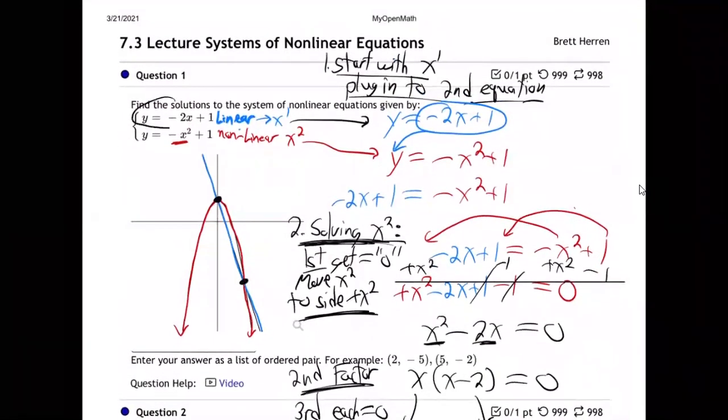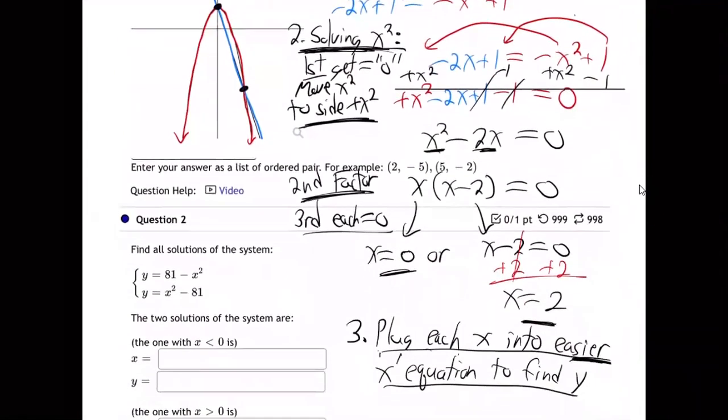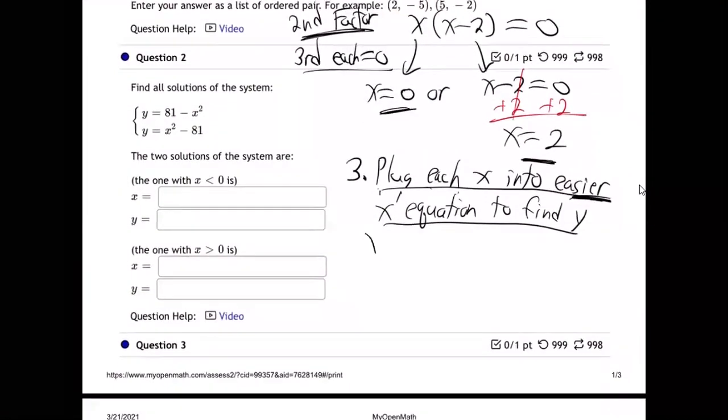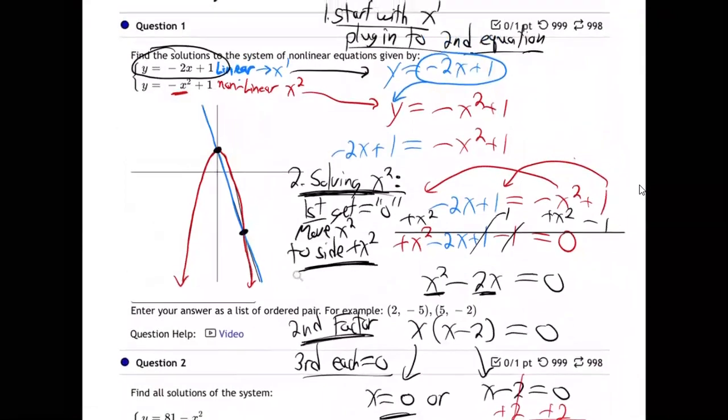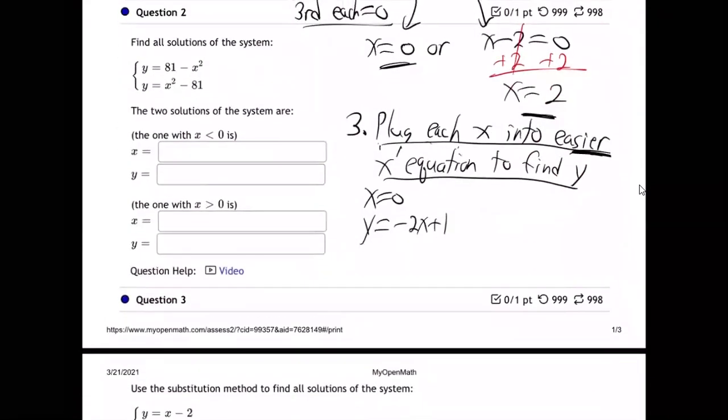What was it? It was right here. Y equals minus 2x plus 1. So I'll take x equals 0, plugging into y equals minus 2x plus 1. And I'll take the second one, x equals 2, and plug that one into minus 2x plus 1 also. So plug in the 0, plug in the 2.